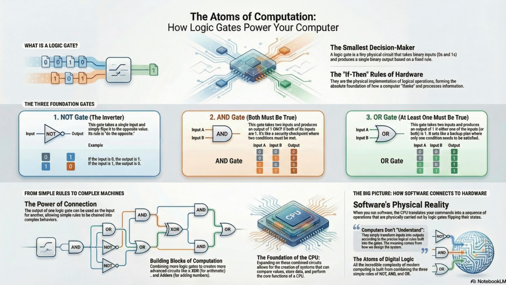Possibility 3. Input A is 1, AND input B is 0. Again, the output is 0. This time, input B failed. It's only that last final case. Possibility 4. If input A is 1, AND input B is 1. Then, and only then, the output is 1. The consensus is met. The signal goes through.